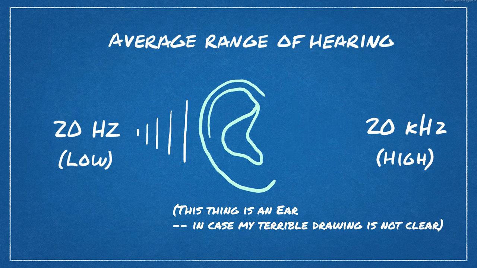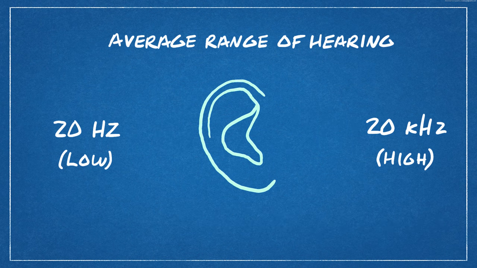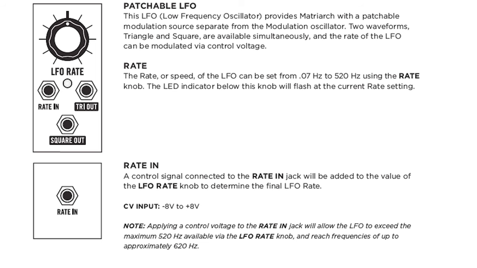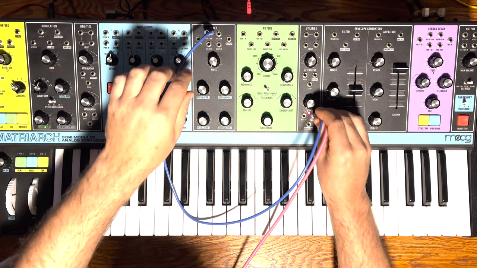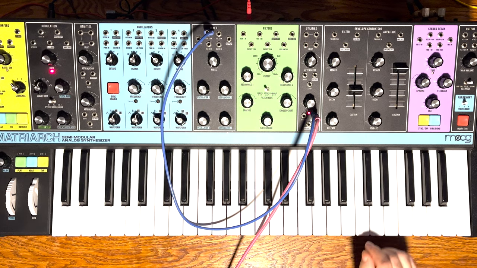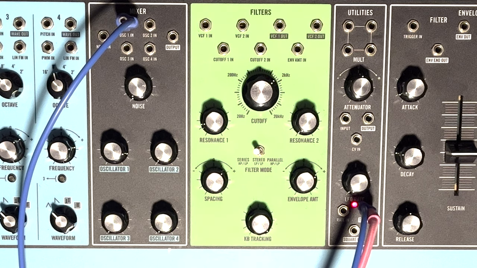But we can, of course, use it to modify things we can hear, and that's what we do in synthesis all the time. According to Moog, the rate of the LFO in the utility section, for instance, is 0.7 Hz to 520 Hz. 0.7 Hz is well below the hearing of any human, but 520 Hz is in the audible range. In other words, we can hear that frequency, so the LFO will have a recognizable pitch. 520 is, I believe, around C5 on the piano, maybe a little flat.